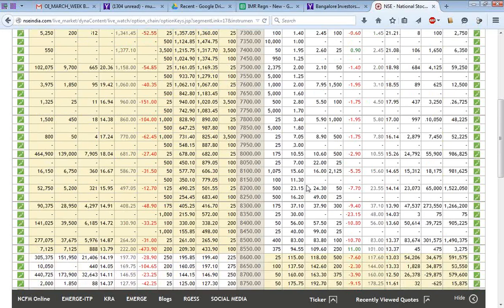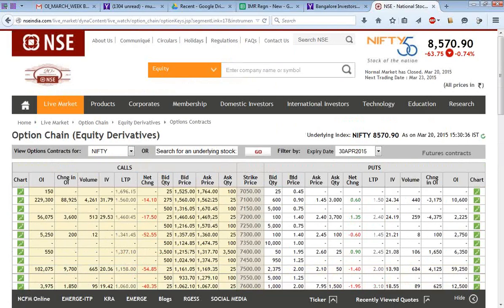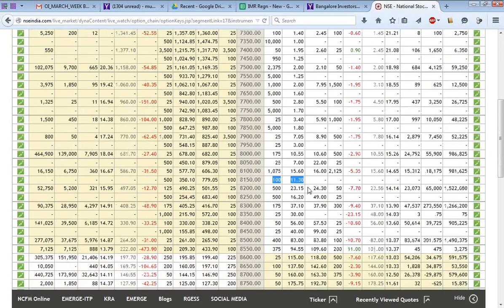Okay, so actually, just while discussing, Vidya noted this. Look at this 8150 put. 11 rupees is the bid price. I don't know if this data is valid because the markets are closed. Somebody is willing to buy it at 11.30, but look at the price above and below.